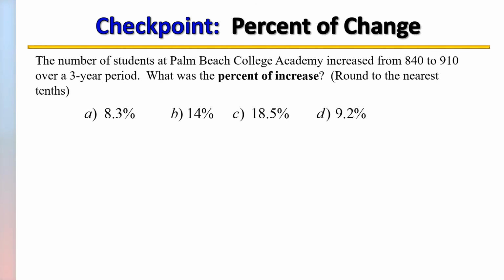And now it's time to check your understanding of the concepts. So pause the video and I want you to work this problem on your own and see if you can find the answer. The number of students at Palm Beach College Academy increased from 840 students to 910 students over a period of 3 years. So what was the percent of increase? Pause the video if you need to, and then see if the answer there is A, B, C, or D.